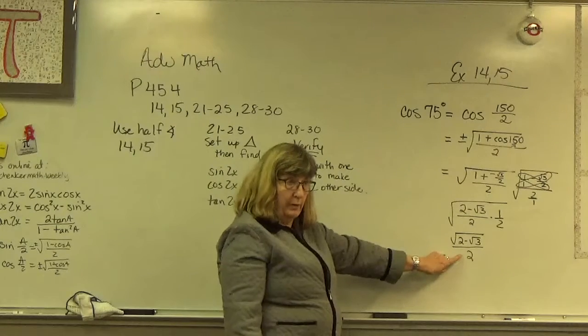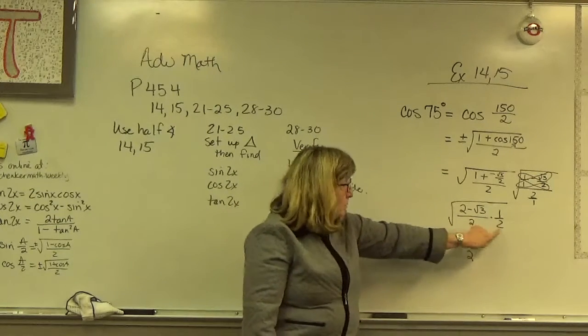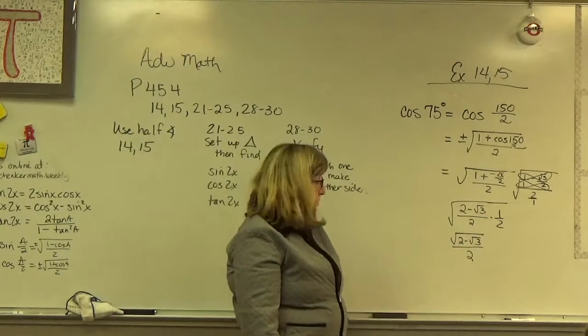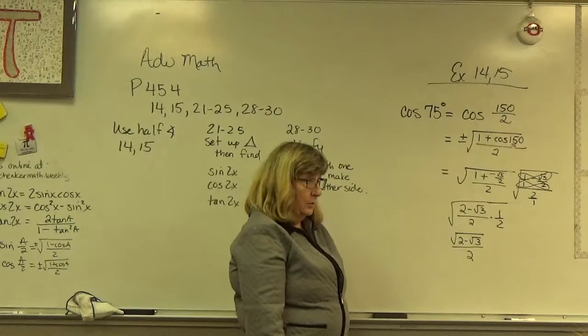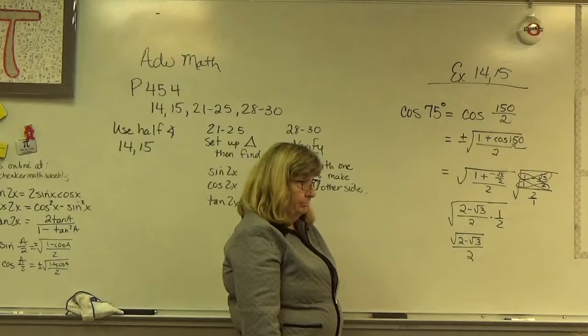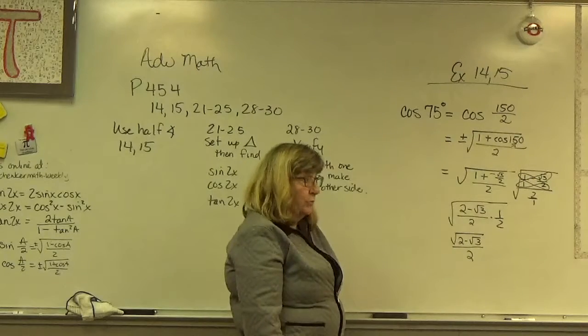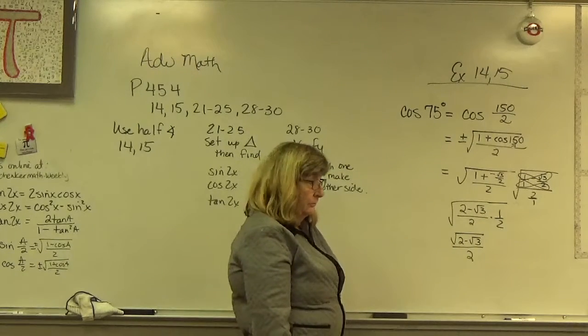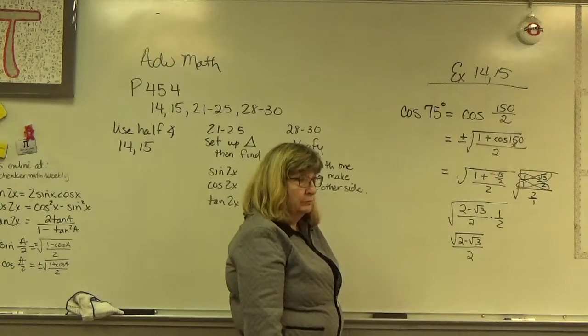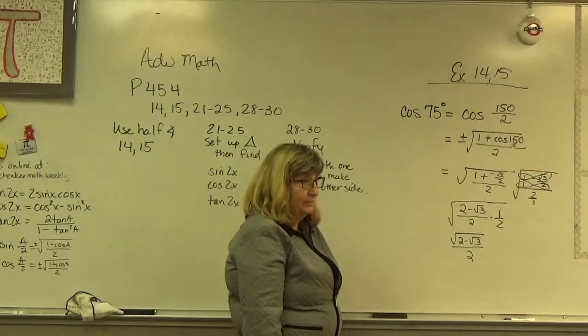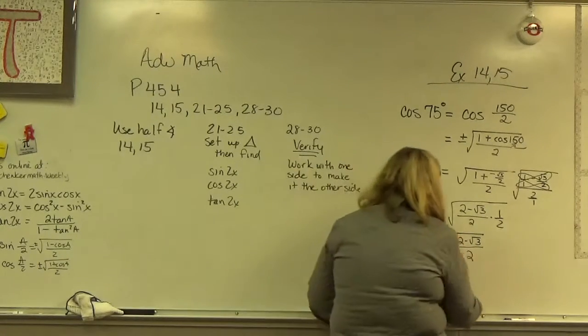Is everybody okay with that? Because 2 times 2 is 4, and the square root of 4 is 2. Is everybody good there? So the square root inside of a square root. And there would be your answer. Now, do you want to simplify that, or leave it there? Leave it there. Okay. This looks nice.